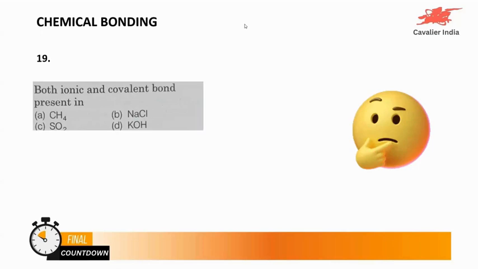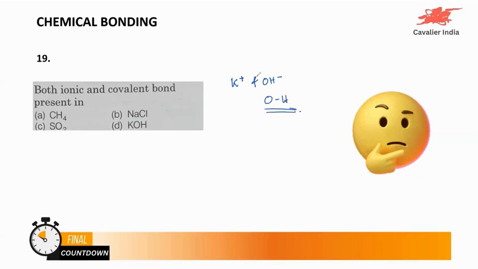Next question. Both ionic and covalent bonds are present in which compound? NaCl is ionic, right? SO2, CH4 are covalent. When we consider KOH, it contains K plus and OH minus ions. In between O and H, a covalent bond is formed. So K plus and OH minus are ionic, and between O and H a covalent bond is formed. So the option is KOH, which contains both ionic and covalent bonds.